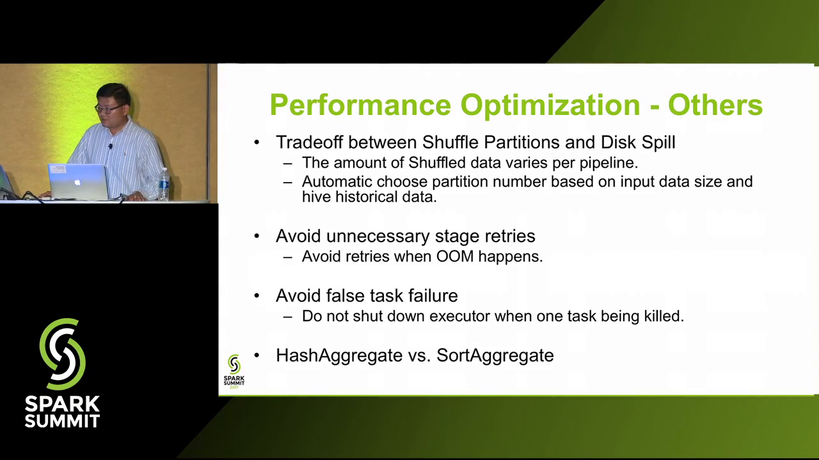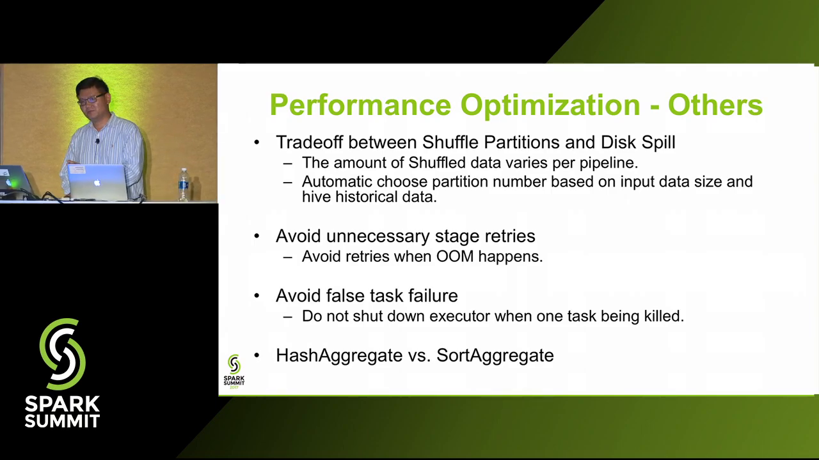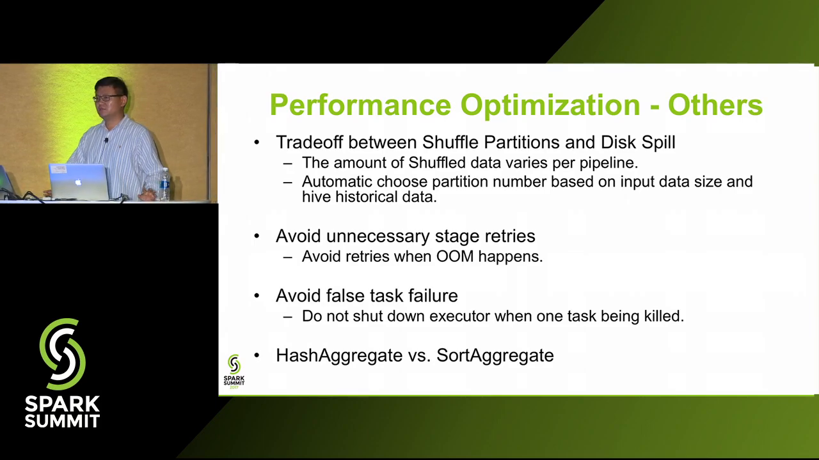Another one we observe is when we enable speculation. When one task finishes, it kills the other task. When that killed task is spilling to the disk, it will throw an interrupt exception. This interrupt exception is not handled very well and will cause the executor to be shut down. All the tasks running in the same executor will be marked as failed. If it happens a lot, the job will fail eventually.